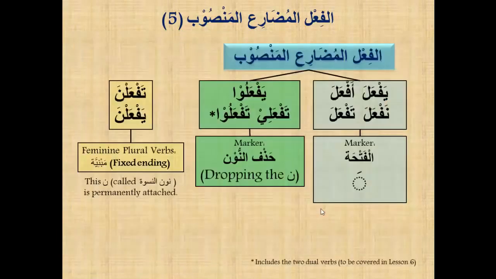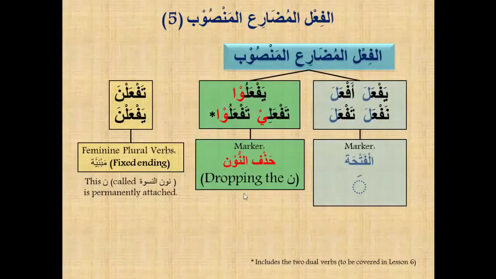Here is a summary of that information. Yaf'ala, af'ala, naf'ala, taf'ala. The marker here is the fatha for the mansub. On the other hand, for the verbs yaf'aluna, taf'alina, and taf'aluna in the marfu', in the mansub, we have to drop the noon. And this in Arabic is called hadhf an-noon. And of course, the hunna and antunna verbs are mabniya, they are fixed.